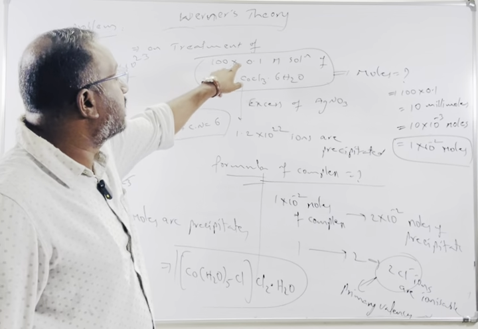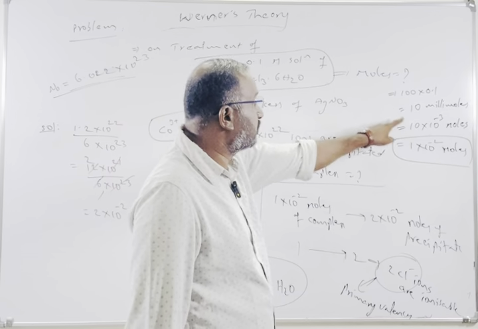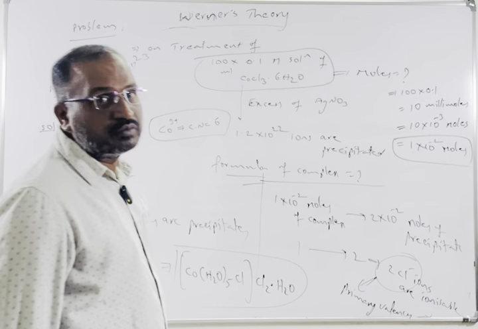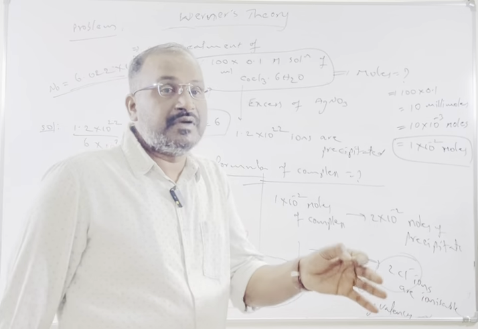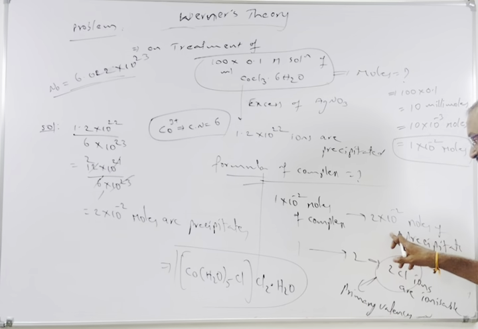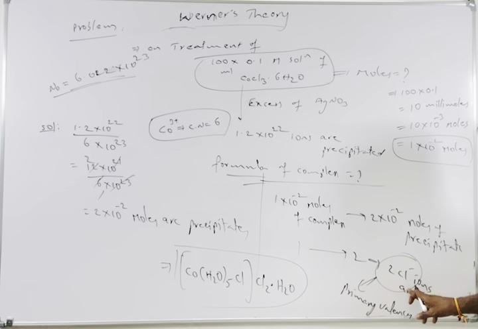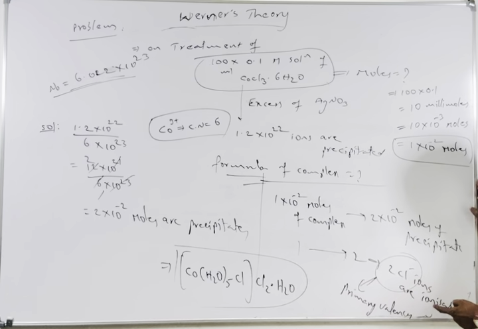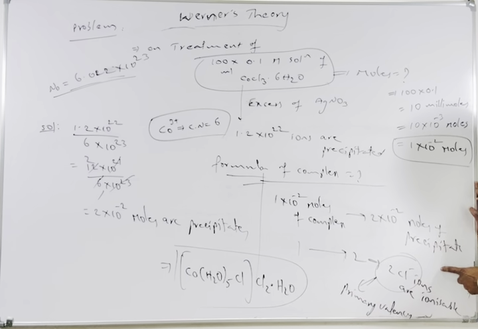Then I have to calculate moles of this complex from this data. If I calculate moles, I got 1 × 10^-2 moles of complex giving 2 × 10^-2 moles of AgCl precipitate, which means 1 mole of complex gives 2 moles of Cl- ions. 2 Cl- ions are ionizable in the complex, which means 2 Cl- ions are present in the primary valency. Why? Because these are ionizable.